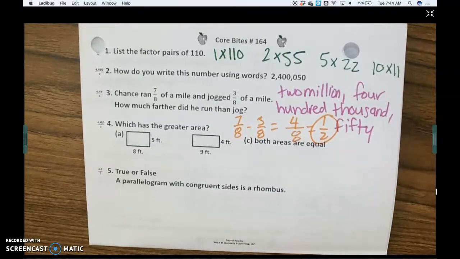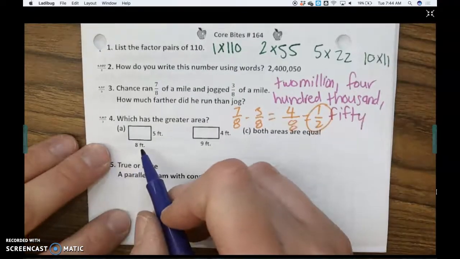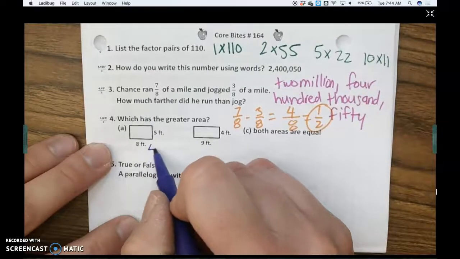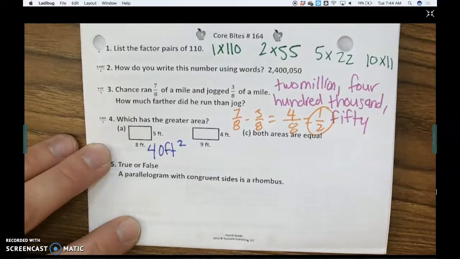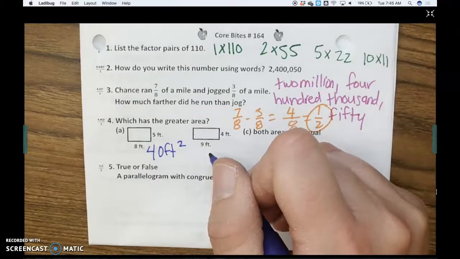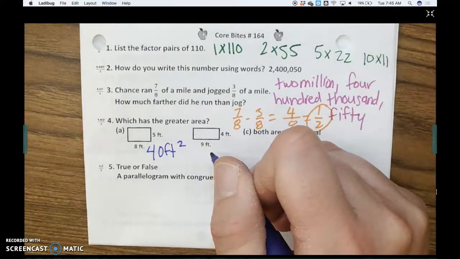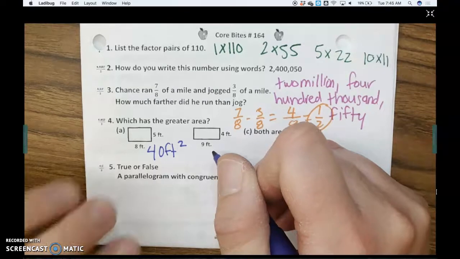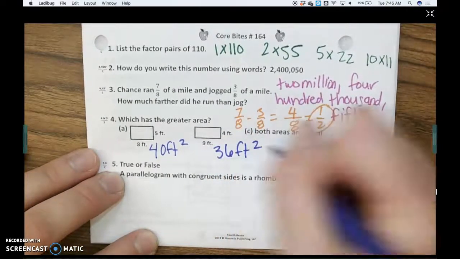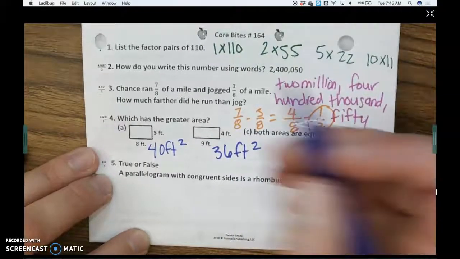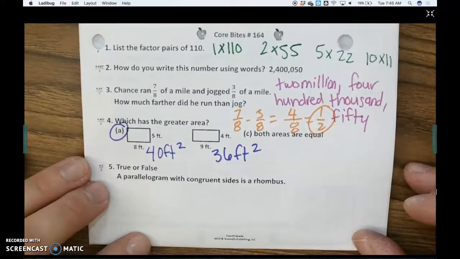Then to the next one, which has a greater area. So for area, if you remember, your formula is length times width. Okay? So here we have 8 times 5, which would give you 40 feet squared. And then this one you would have 9 times 4, which would give you 36 feet squared. So if you're looking at both of those guys, A would be the larger one, okay?